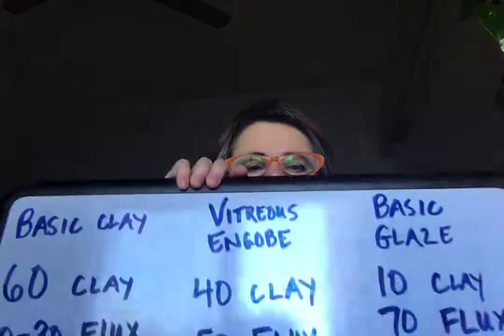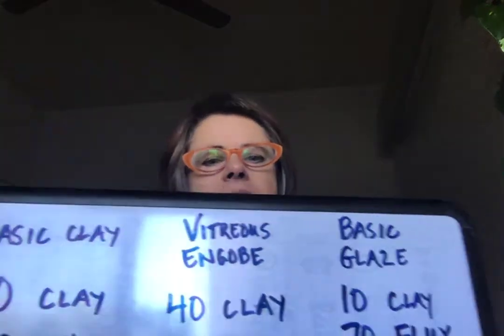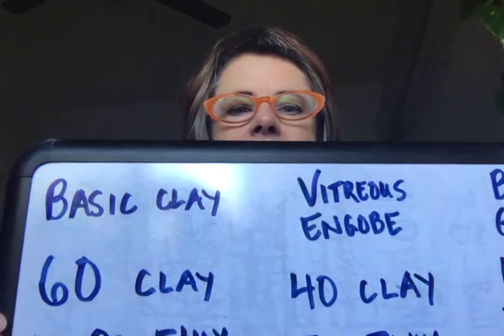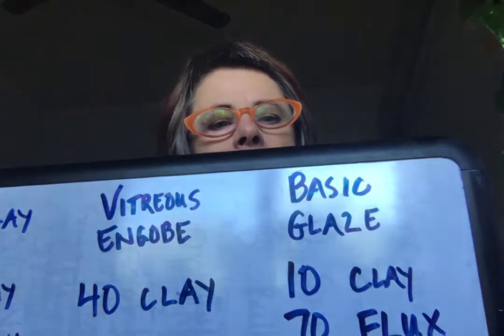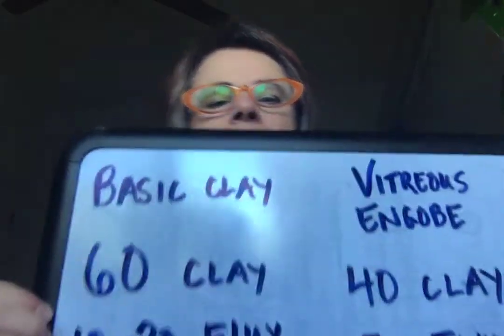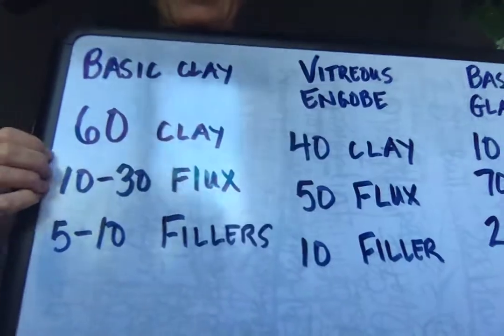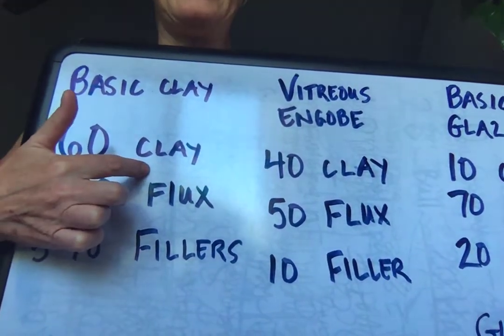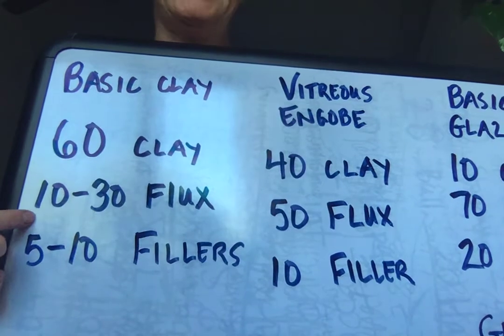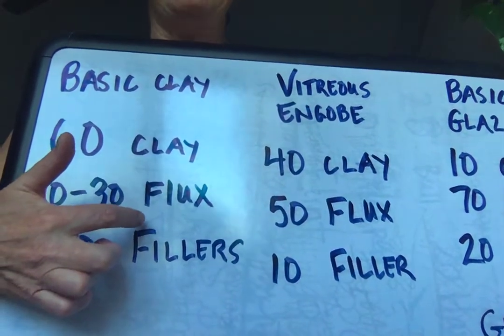I'm going to pull out my trusty whiteboard and talk a little bit about the difference between a basic clay recipe, a vitreous engobe, and a basic glaze recipe. So your basic clay recipe is about 60% clay in the clay body recipe, from 10 to 30% flux.